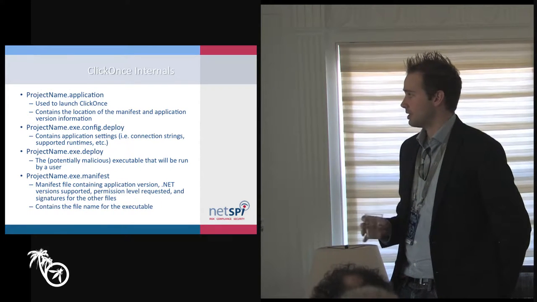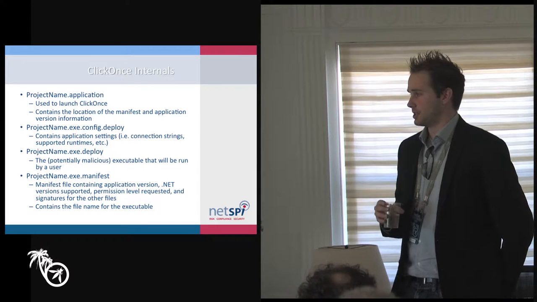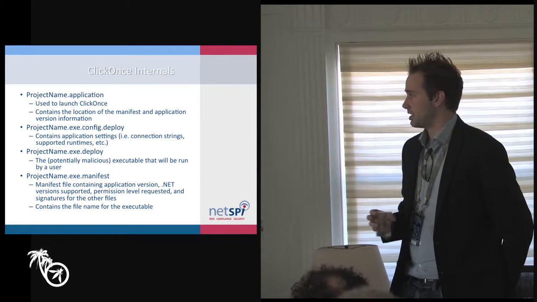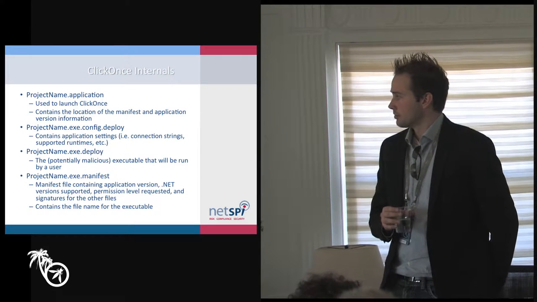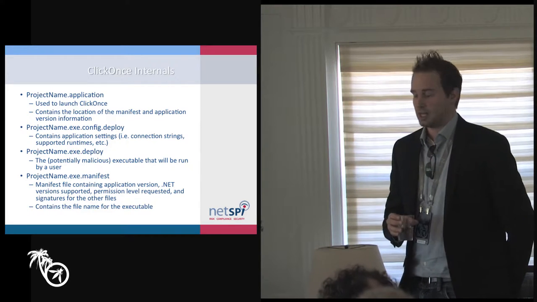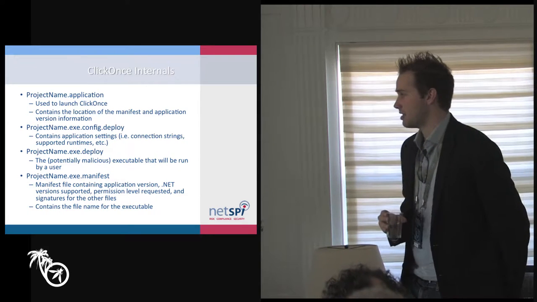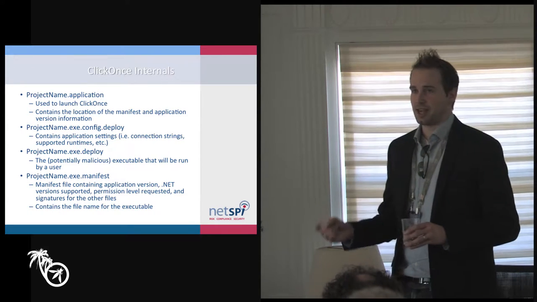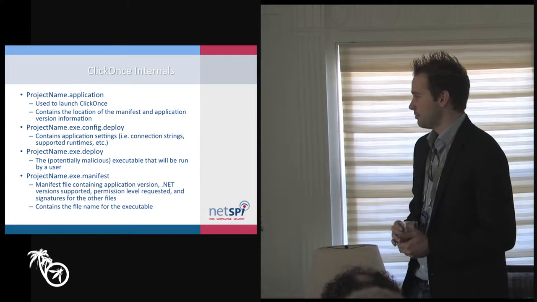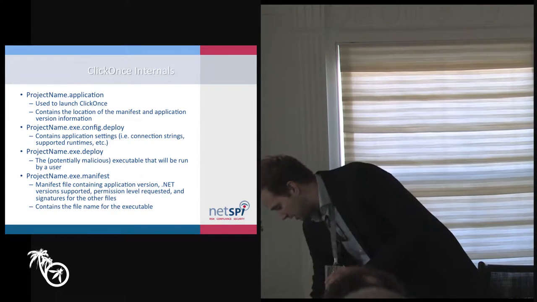The config.deploy contains the application settings specific to that version. So if you have to, say, update the application, this is where those connection strings are going to be stored, and any supported runtimes as well. Then you've got the exe.deploy. That is the potentially malicious executable that you're going to install on the user's system. And then the manifest file. That contains the .NET versions that are supported, the permission levels requested by ClickOnce, and the signatures for all the other files. It also contains the file name for the executable itself.